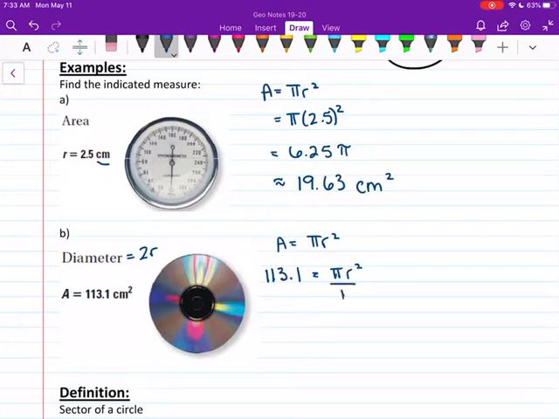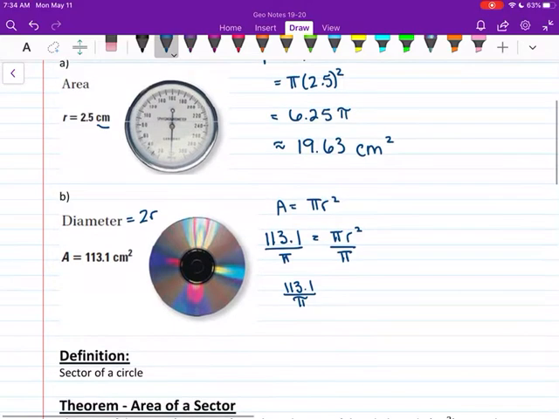Okay? So the first thing I'm going to do is divide by pi. Remember, pi is just a number. So I get 113.1 divided by pi. If you want to plug it into your calculator now, that's fine. I like to leave everything until the last step before I plug into my calculator. That way you're not rounding a previously rounded answer, because that can get you in trouble. You might not get the exact answer. So now I have that 113.1 divided by pi is equal to r squared. If I take the square root of 113.1 divided by pi, that's going to give me r.